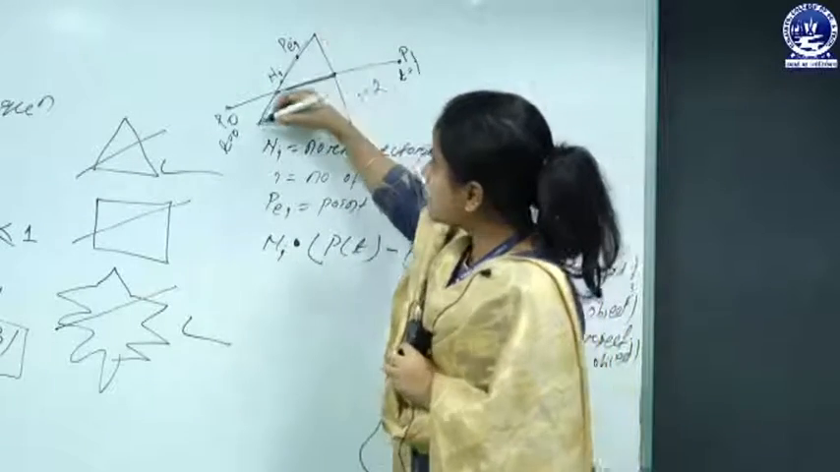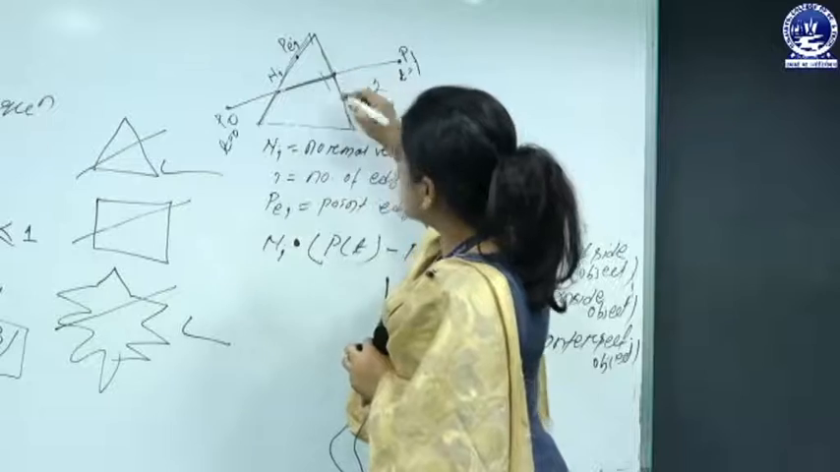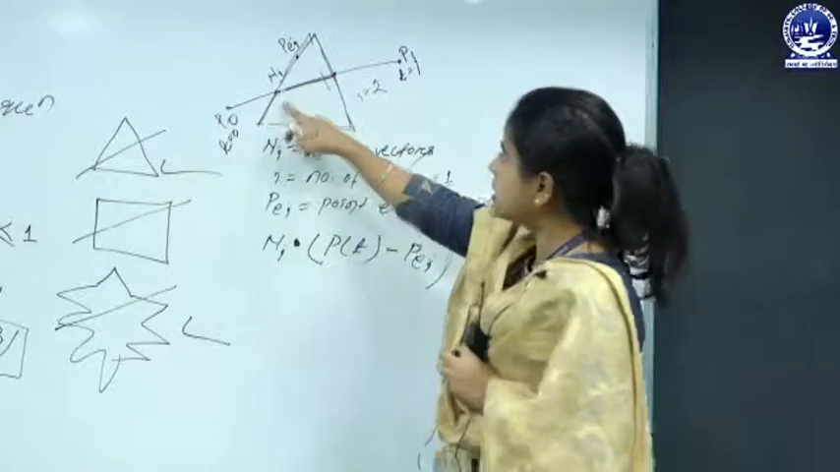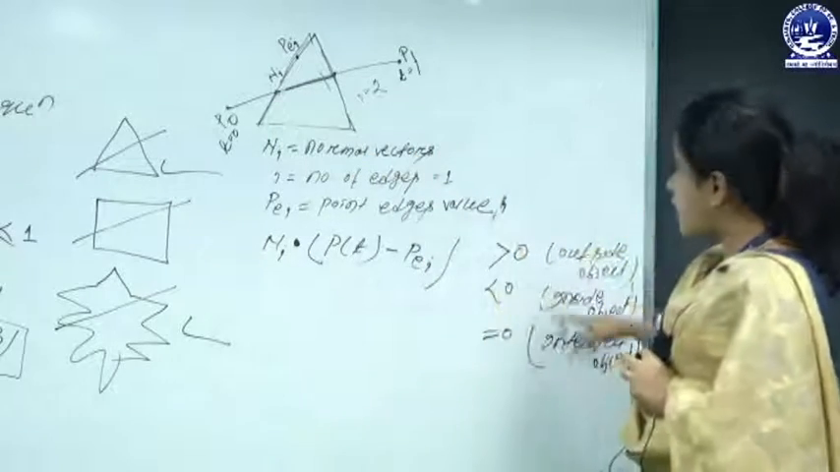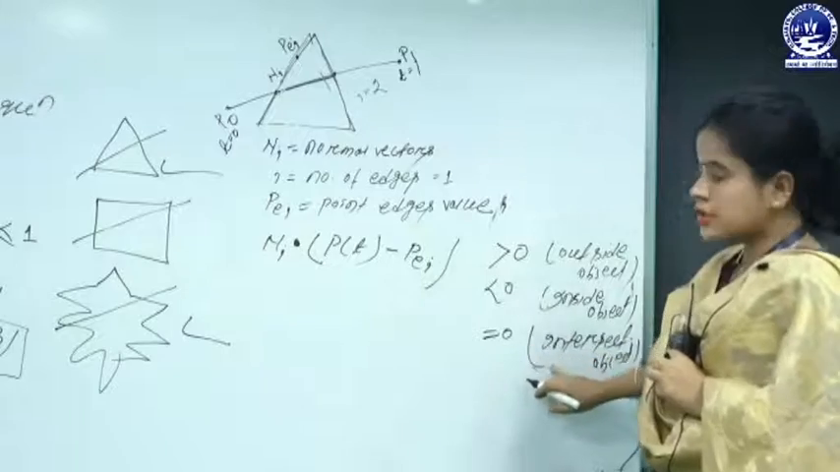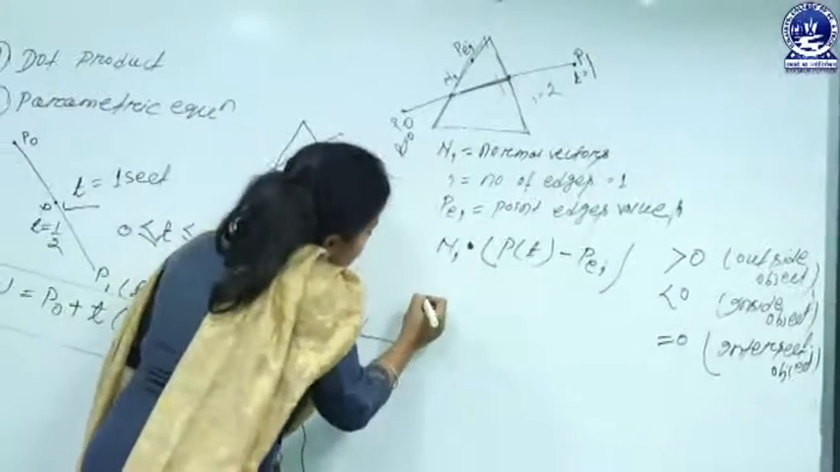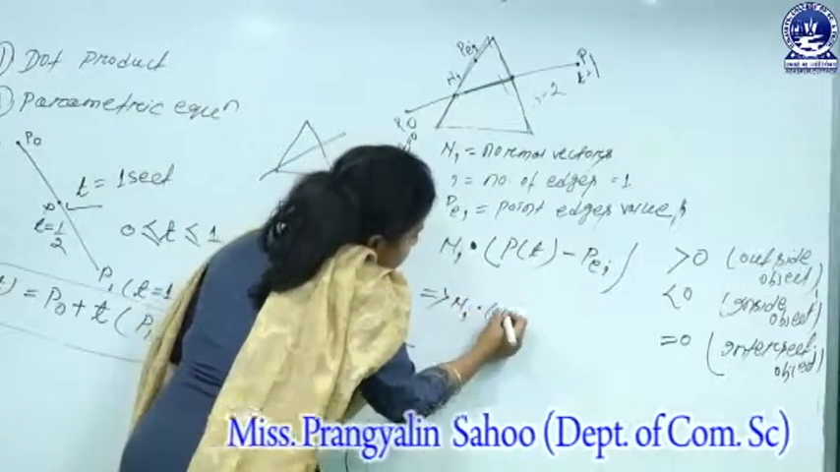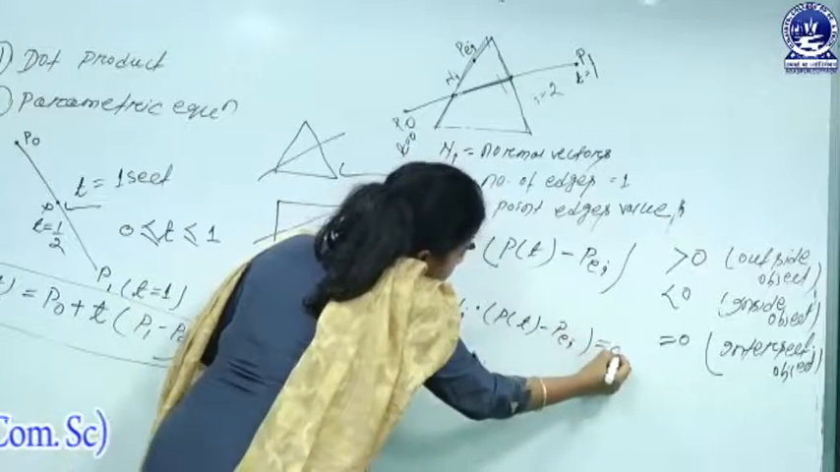So as provided here, this is your clipping window, and in this case we have to generate the intersection value. That means the intersection pixel points that are present between your given object, so the condition is equal to 0. Now putting in the given condition, we get Ni · (P(t) − P(Ei)) = 0.